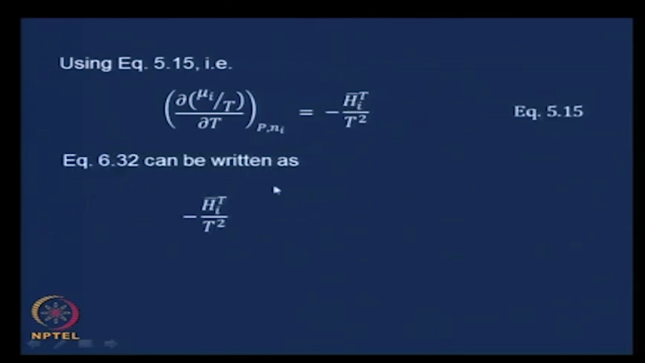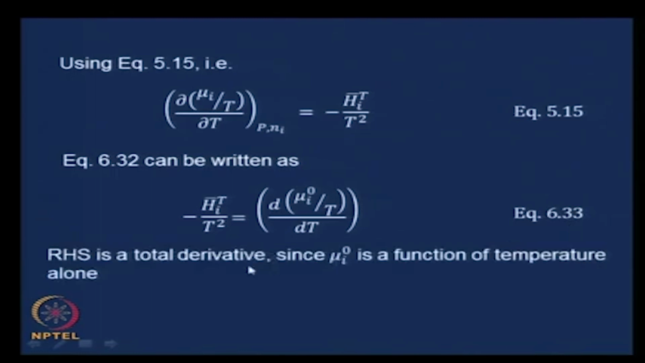can be written as minus H̄_i/T² equals d/dT of (μ_i°/T). Let us call this equation 633, and the right hand side is a total derivative, since μ_i° is a function of temperature alone. The partial derivative that we had taken earlier becomes a total derivative here.